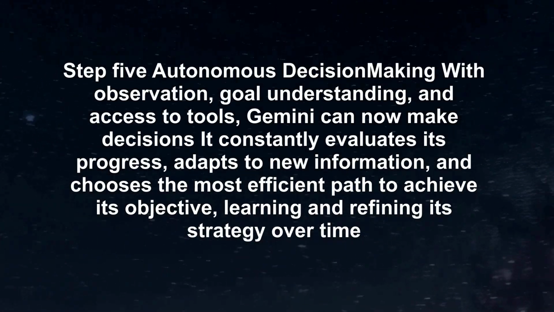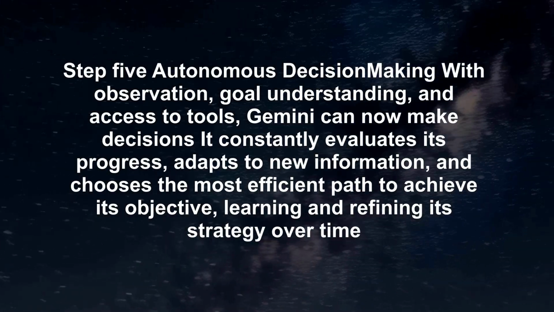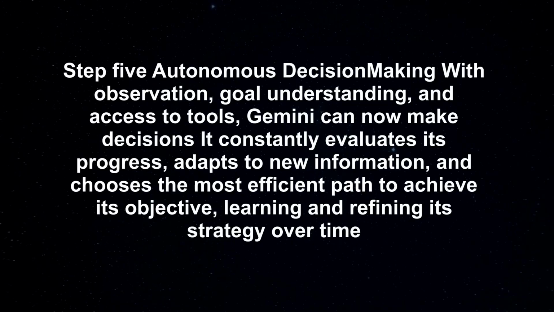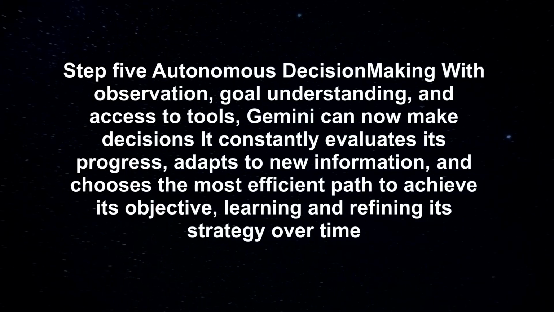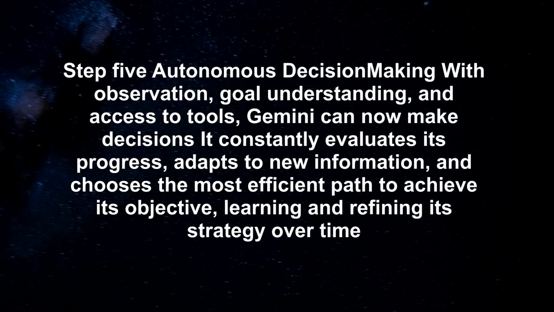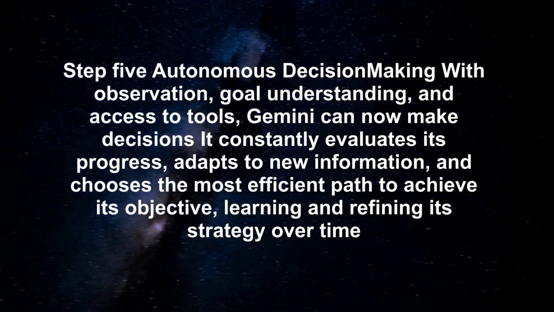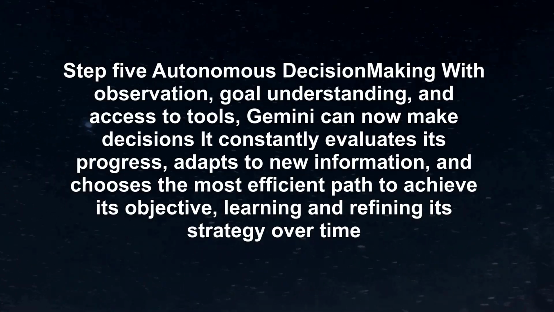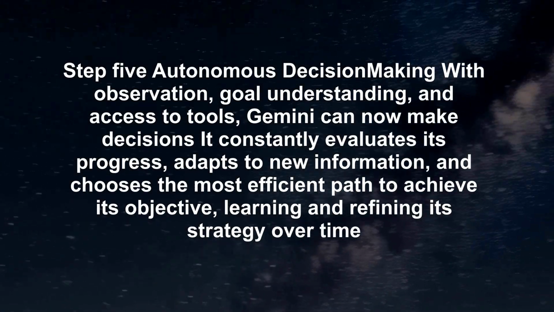Step 5. Autonomous decision-making. With observation, goal understanding, and access to tools, Gemini can now make decisions. It constantly evaluates its progress, adapts to new information, and chooses the most efficient path to achieve its objective, learning and refining its strategy over time.